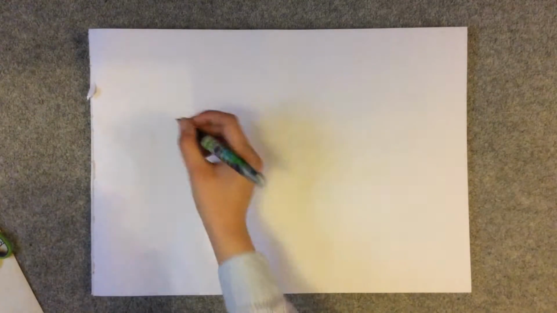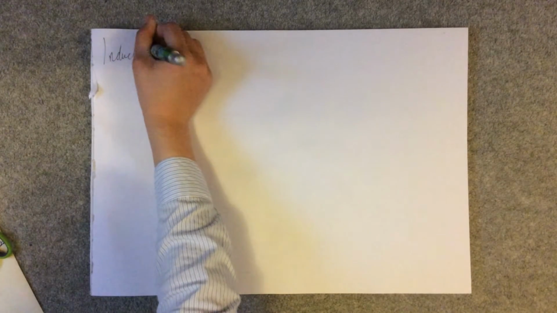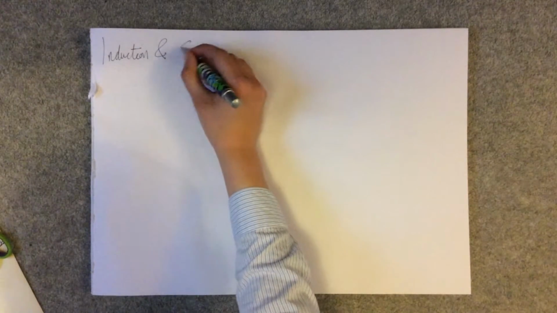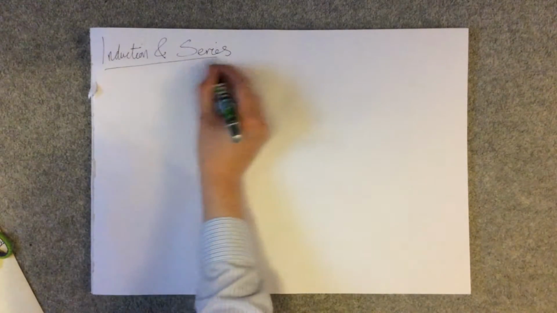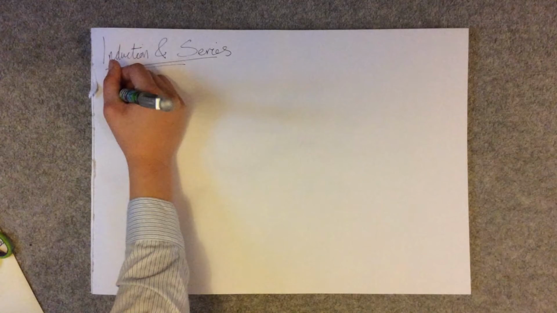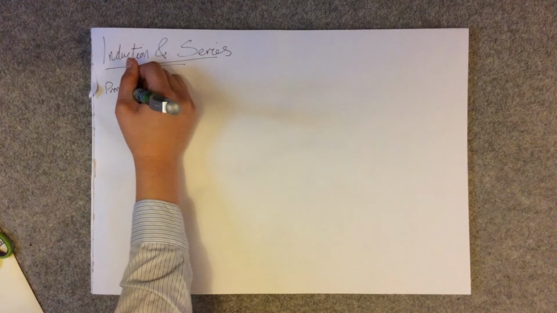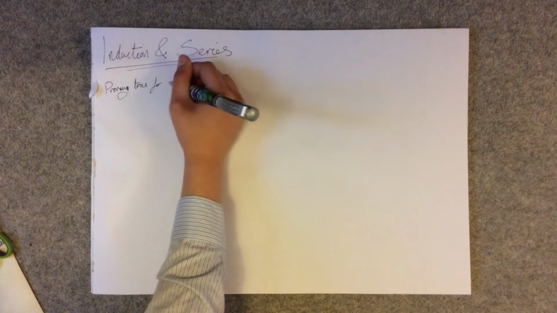Okay, as I said before, this video is on induction and series. The first part of this one is the rules of working for induction. For a proof by induction, there are 4 steps. Step 1 is proving it is true for n equals 1.